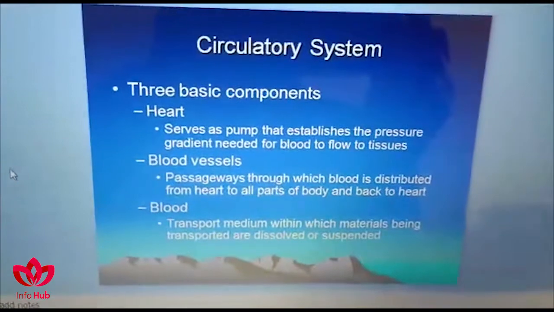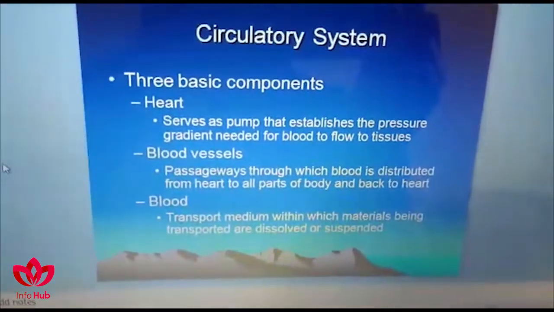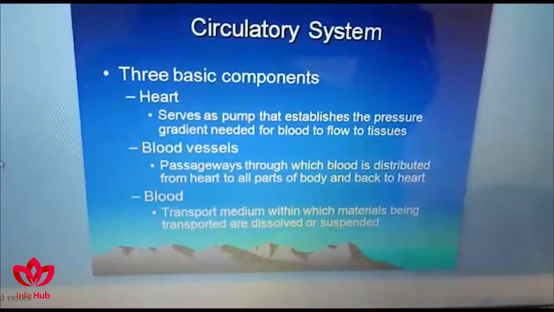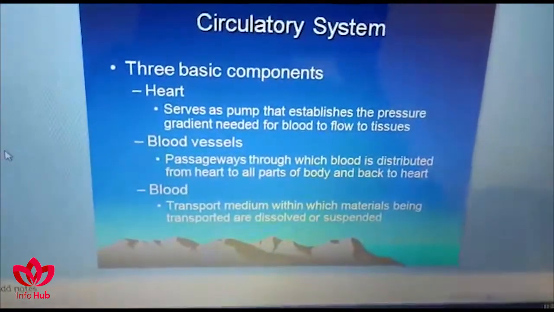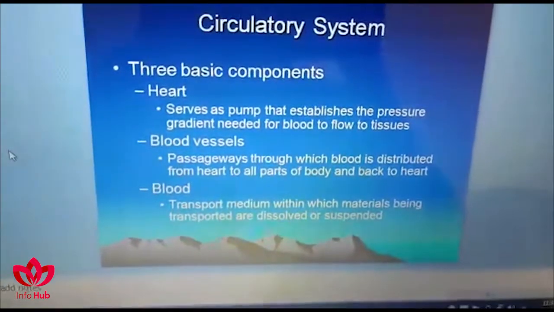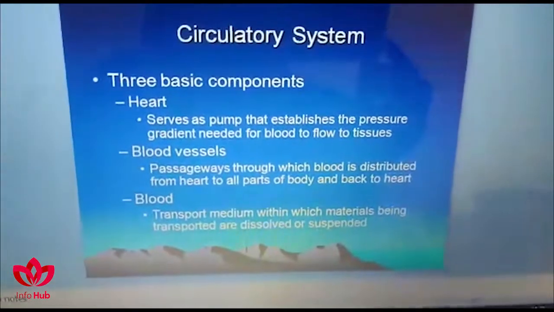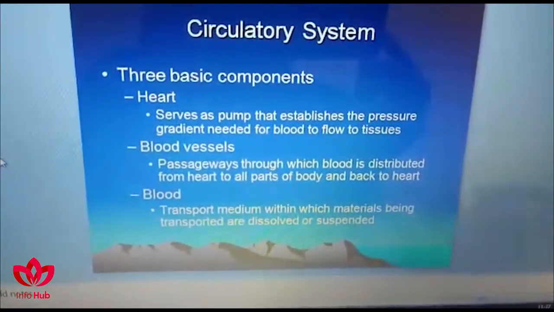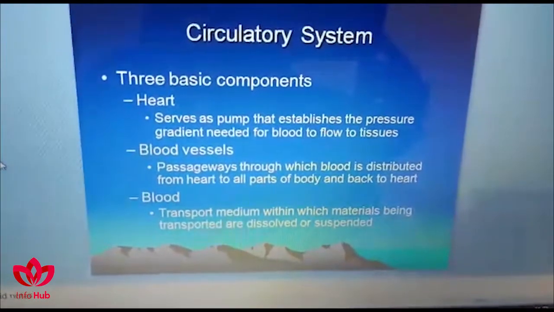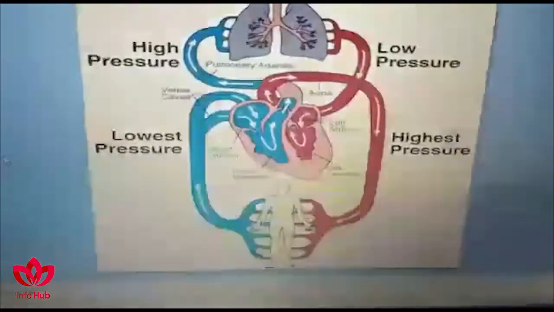The circulatory system basically comprises 3 components. One is the heart. The heart is the main central organ, the pumping organ, which serves as a pump that establishes the pressure gradient needed for blood to flow to the tissues. Blood vessels are the passageways that emerge from the heart, through which the blood is distributed from the heart to all parts of your body and back to the heart. And blood is the transport medium within which materials being transported are dissolved or suspended.